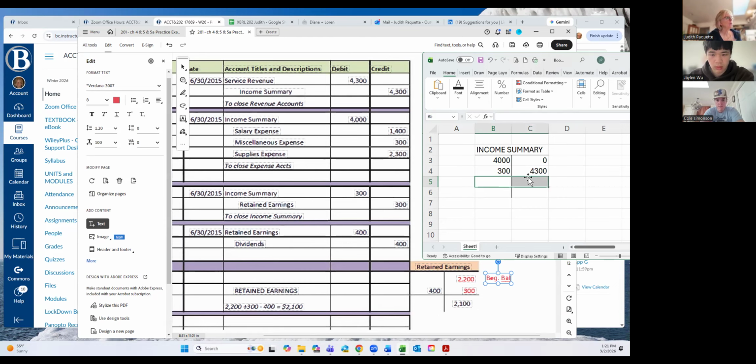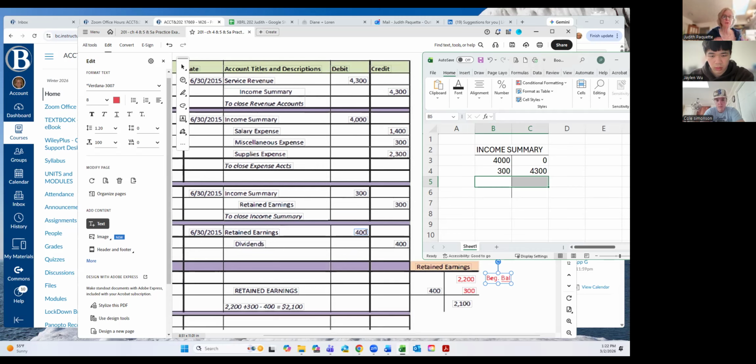So at the end, no matter what, income summary has to be zero. It's so temporary. We use it for entries 1, 2, and 3, and then we're done with it and it has a zero balance. Okay. So we use it to close service revenue, we use it to close all the expense accounts, and then we transfer the balance to retained earnings.